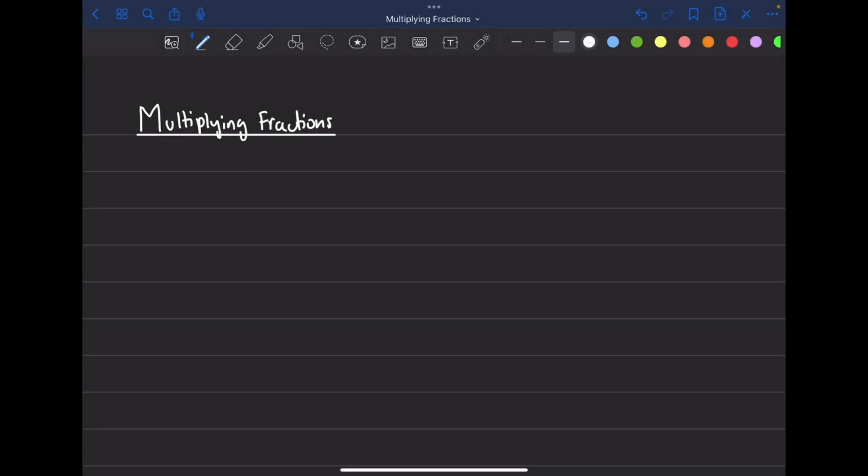Hey, in this lesson I'm going to look at how to multiply fractions. This is easier than addition by a lot because you don't have to worry about the same denominator. So for example, if you had 1/2 plus 1/3, you couldn't add these right away because you don't have the same denominator. But for multiplication, it does not matter at all.